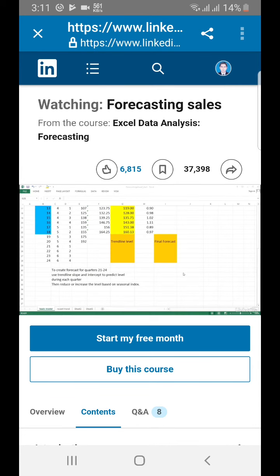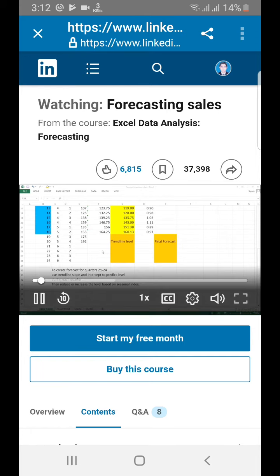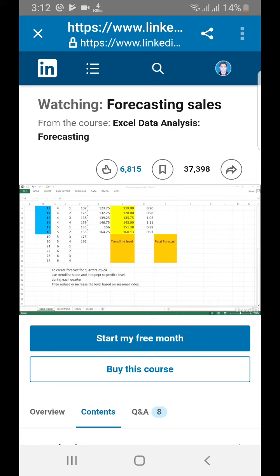In this video, we'll put everything together and create forecasts for year 6. Recall we have 5 years of data, so we're trying to forecast the next year of sales quarterly. And if we had 10 years of data, we would forecast year 11. So here's the process. We use the trend line, slope, and intercept to predict the level of the series during each quarter of the next year.